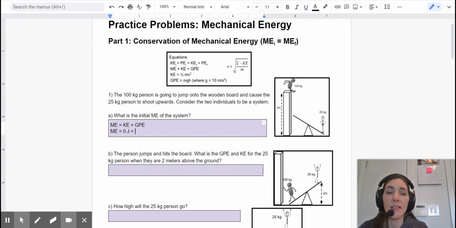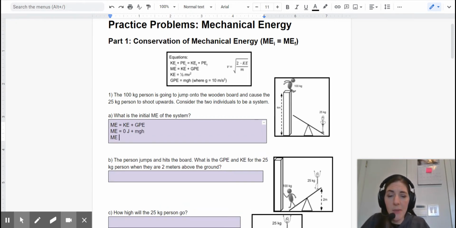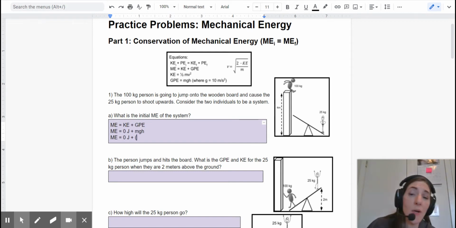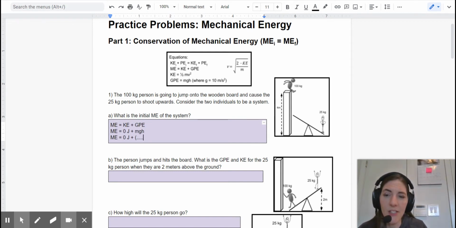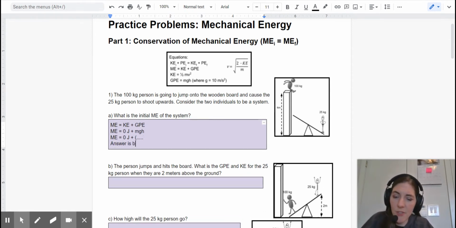So for GPE, there's only one person contributing anything to the GPE of this system, and that is our 100 kilogram person. So GPE is mgh. You should now be able to find the mechanical energy, because the only person contributing anything to our GPE is our 100 kilogram man. So I'm going to let you do that. The answer is between 3,500 and 4,500 joules. So hopefully you'll find that.